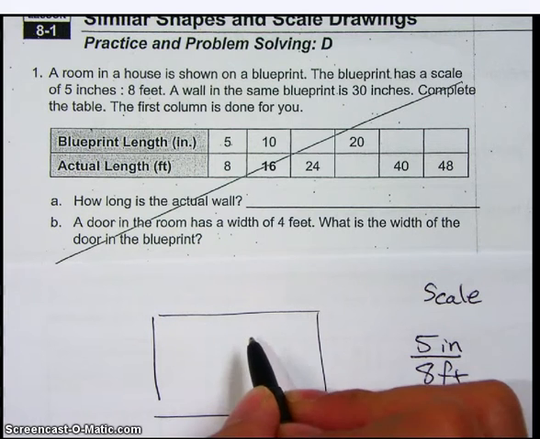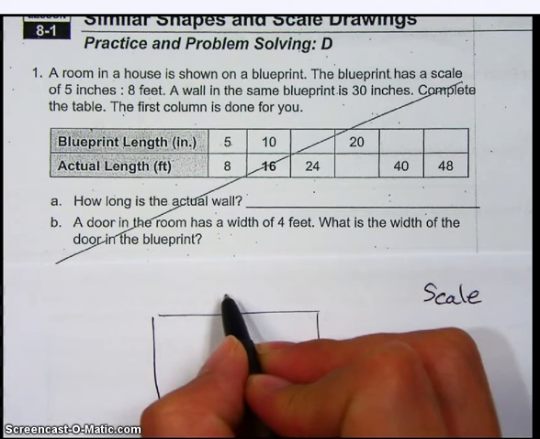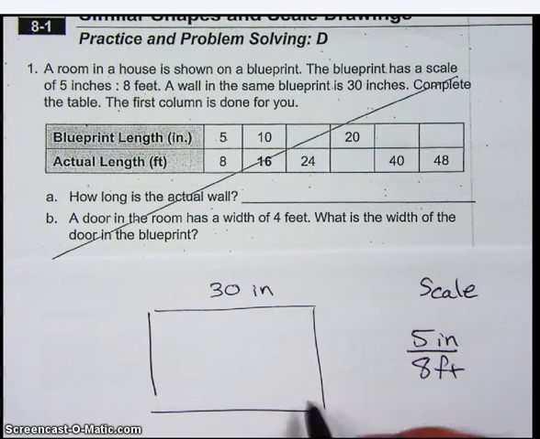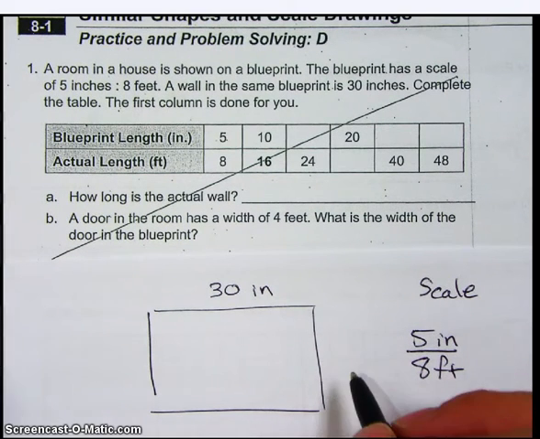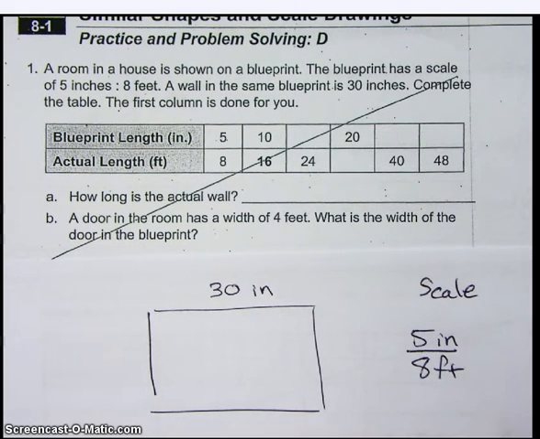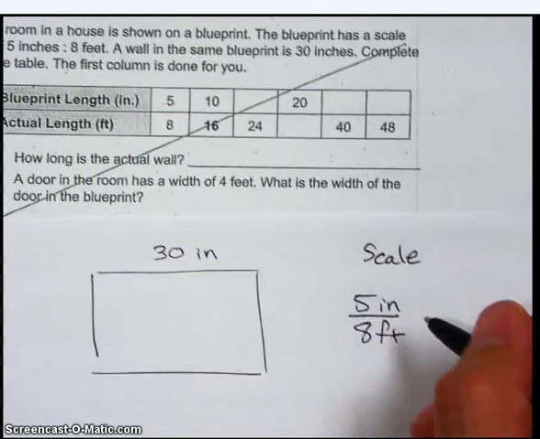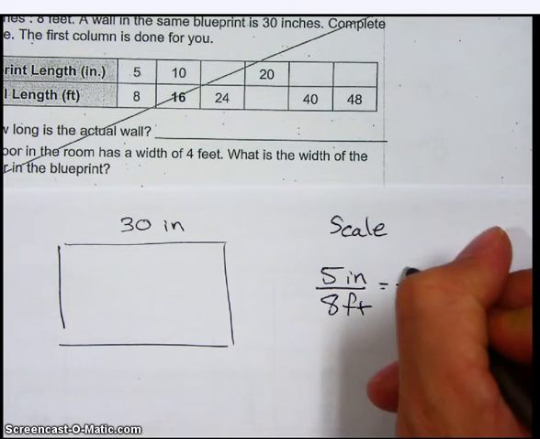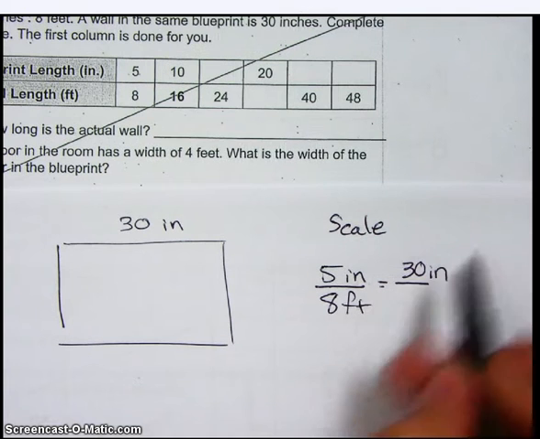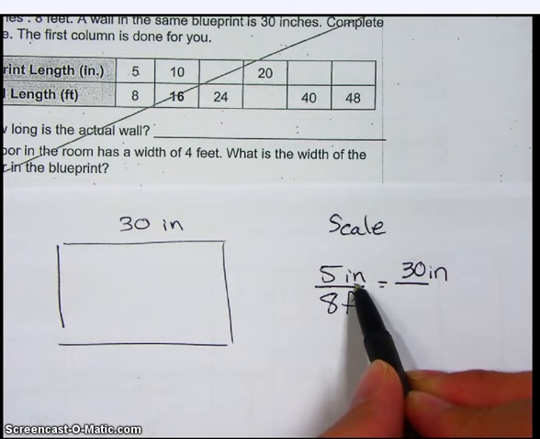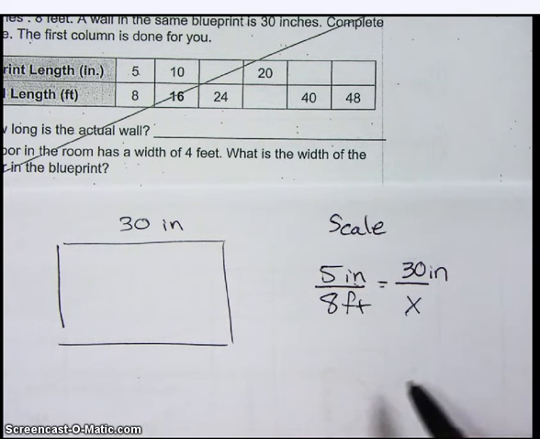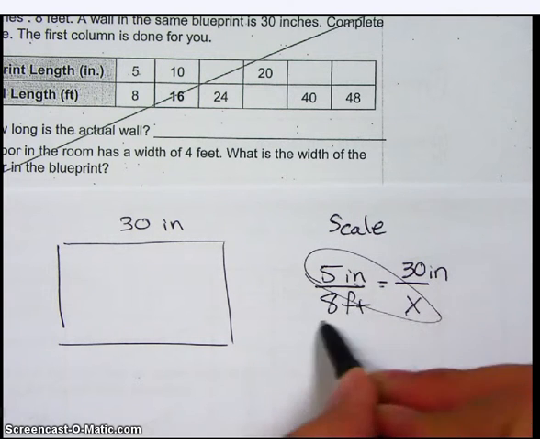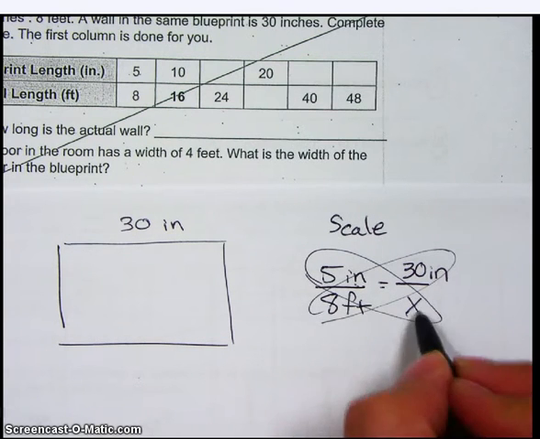The wall in the blueprint shows you that it's 30 inches. So if it's 30 inches here, I want to know what that actually equates to. Here's how we do this. I want to make sure that I set this equal to 30 inches. I'm going to put 30 inches on top because inches is on top in my scale. Here's my unknown. I don't know what that is. And so I'm going to use cross multiplication to find out what this missing value is.